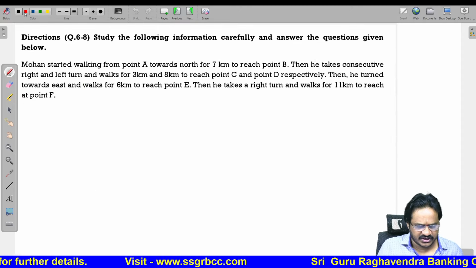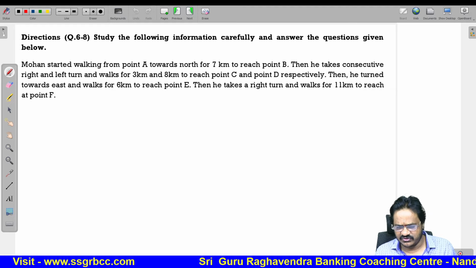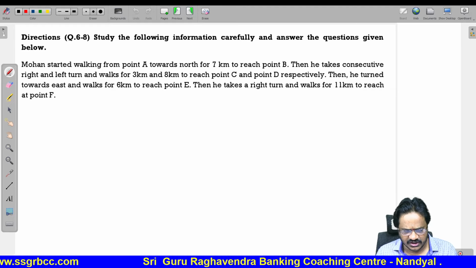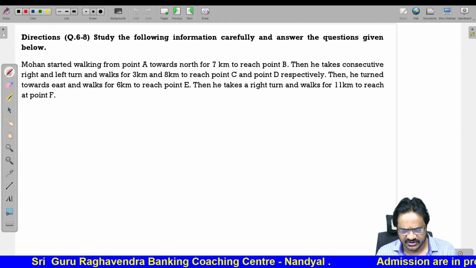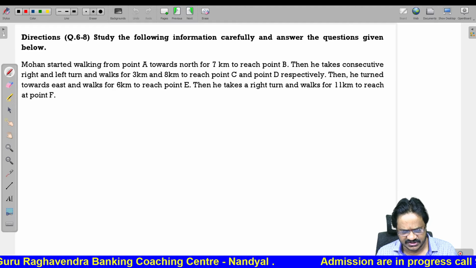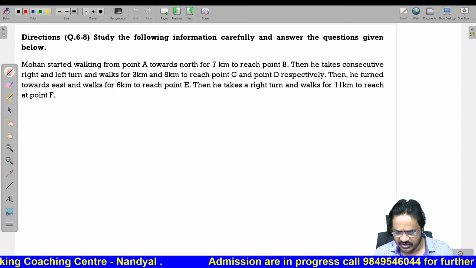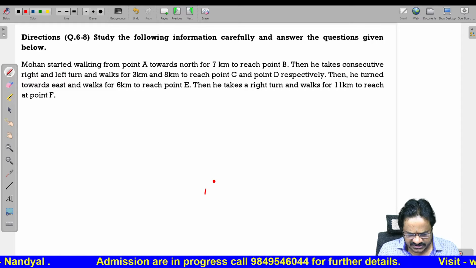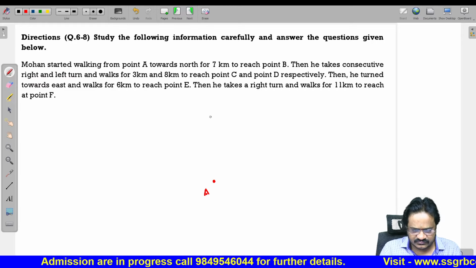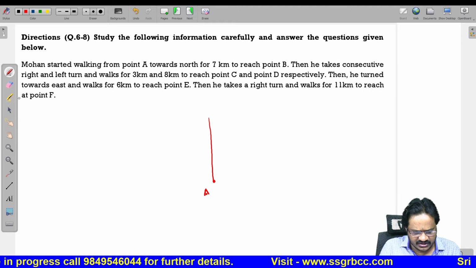Mohan started walking from point A towards north direction for 7 to reach B. Then he takes 2 consecutive right turn and left turn and walks for 3 and 8 to reach C and D. Then he turns towards east and walks for 6 kilometers to reach E. Then he takes a right turn, walks 11 kilometers to reach F. Now, keep one point, that is the starting point A. From A, Mohan is walking 7 meters to the north direction.